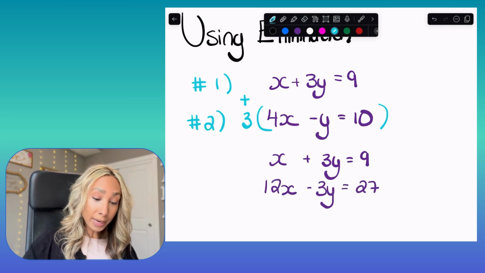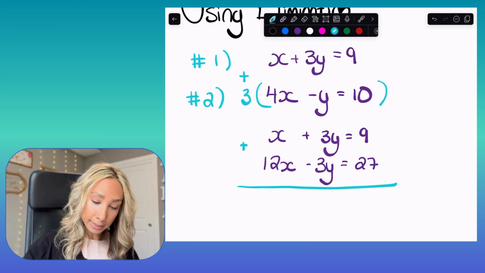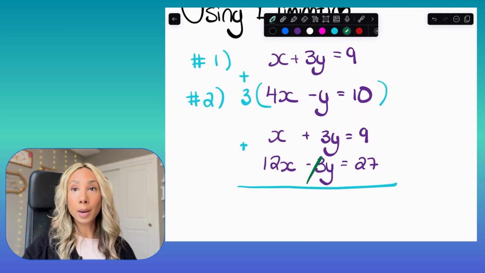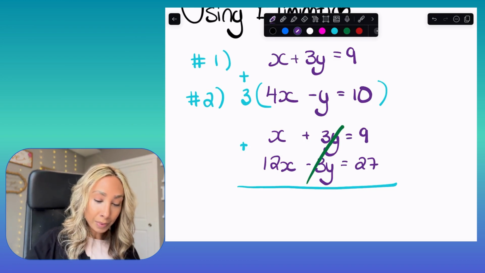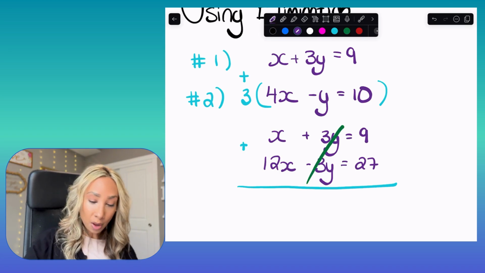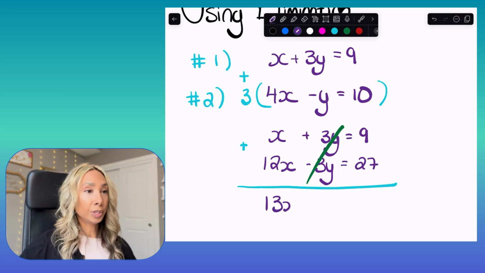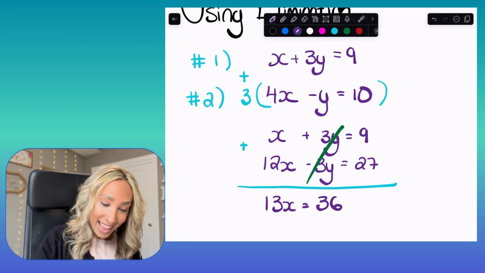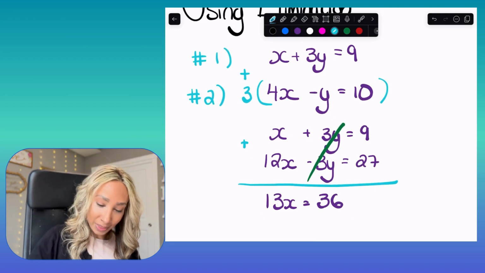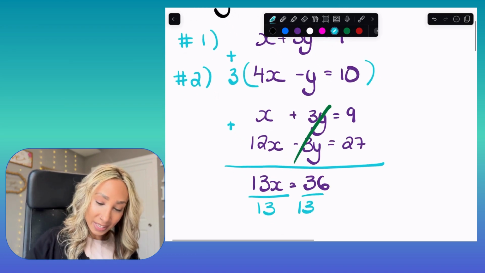Okay, so now we can add them together. So this is going to cancel because negative 3y and positive 3y make 0. So really they just make 0, they don't cancel. x plus 12x, so that's going to get me to 13x is equal to 36. And this looks familiar, right? It looks like what we were doing last time. And then I can divide both sides by 13. And that tells me x will equal 3.